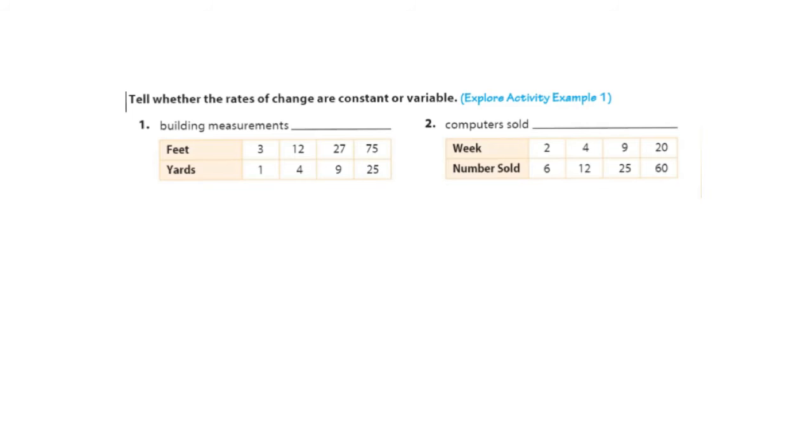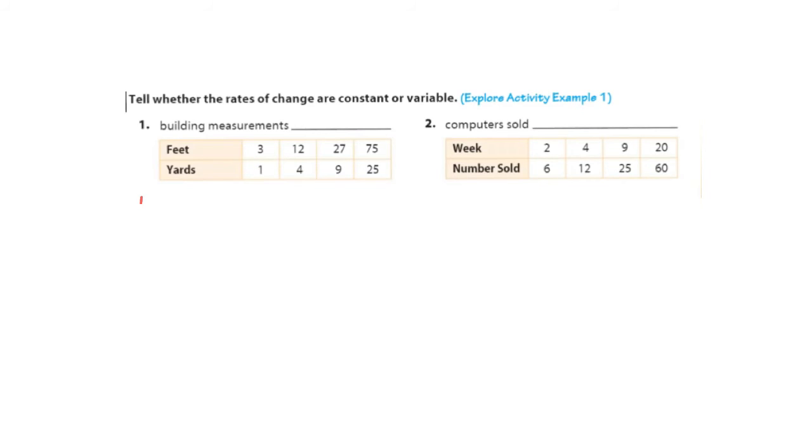Okay, so this is the guided practice, and let's do a couple of these. You want to tell whether the rates of change are constant or variable. So what you want to do is figure out the rates of change for each one of these. Okay, so you want to take 4 and subtract off 1, and then 12 subtract off 3.